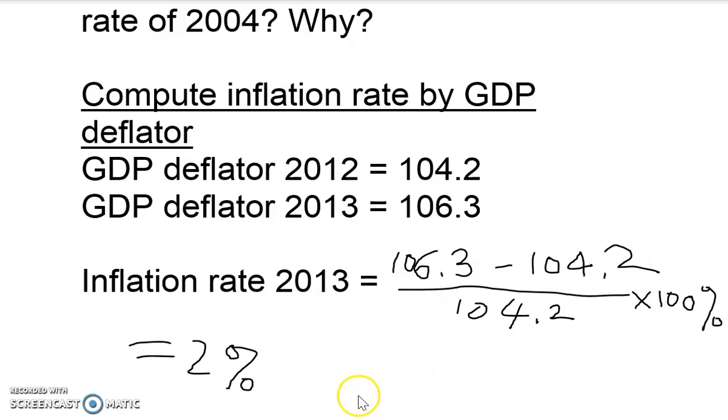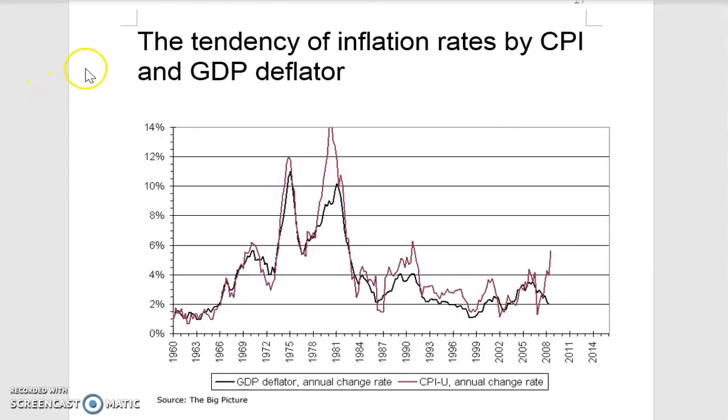Sorry for the handwriting. I use a mouse, so it's so hard to draw. Now this chart shows the inflation rates. One is calculated by consumer price index. The other one is calculated by GDP deflator. So the GDP deflator is the black one, this one. And then the CPI one is the purplish looking one.